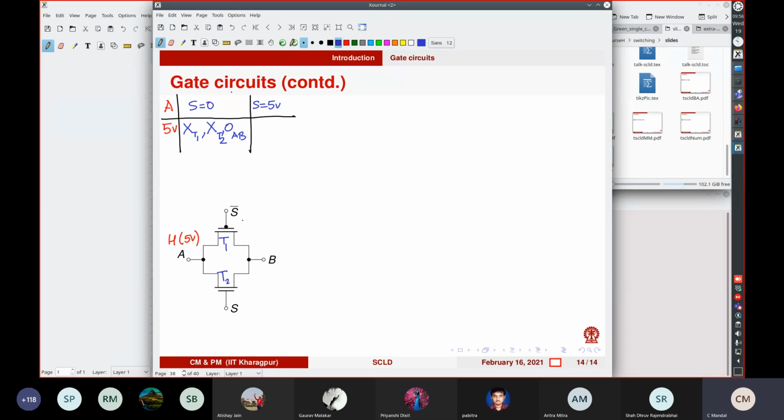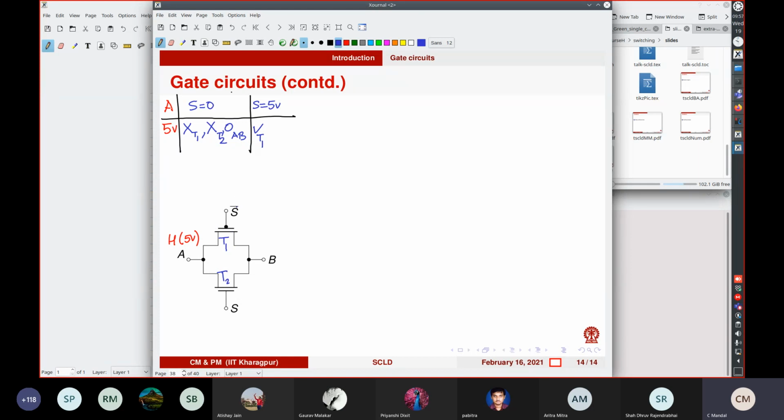All right. Now you just consider the other case. So now here S is high, so S bar is low. So now this is at a high voltage, this is at a low voltage for a PMOS. So here you have a channel. So T1 is on. What about T2? This is at a high voltage, this is at a high voltage, no channel. But you do have a channel through this.